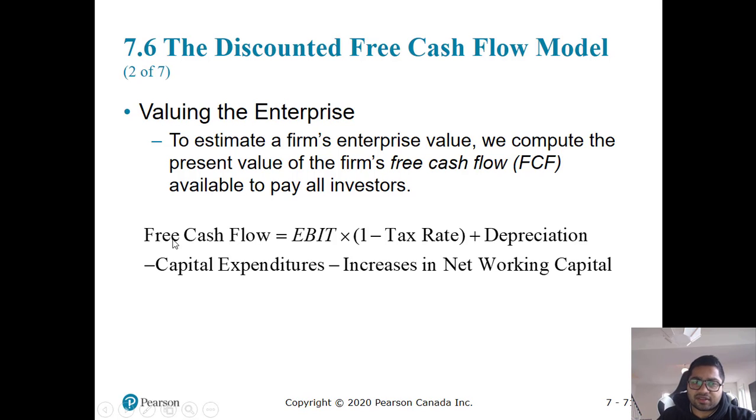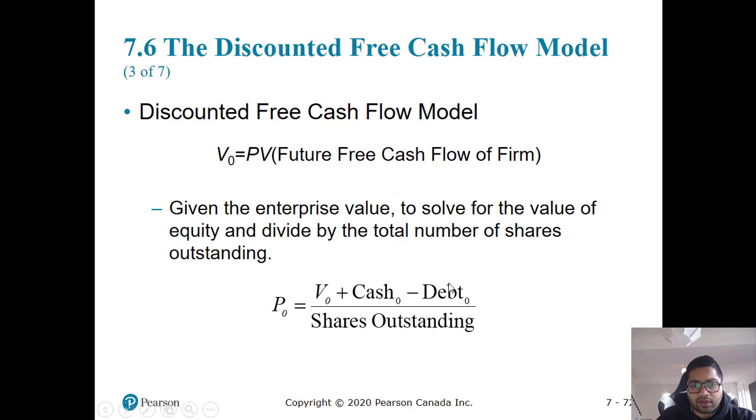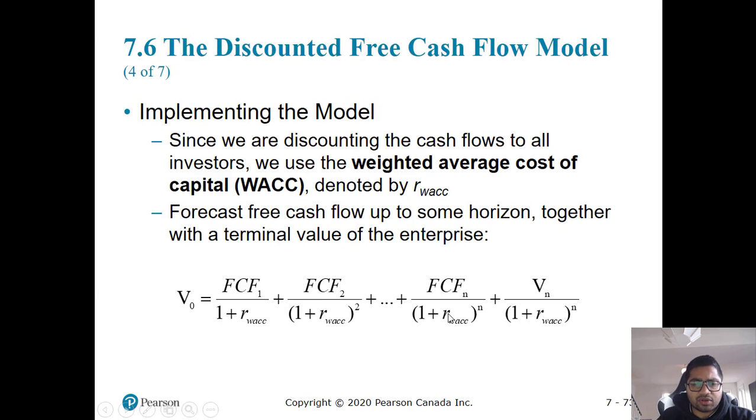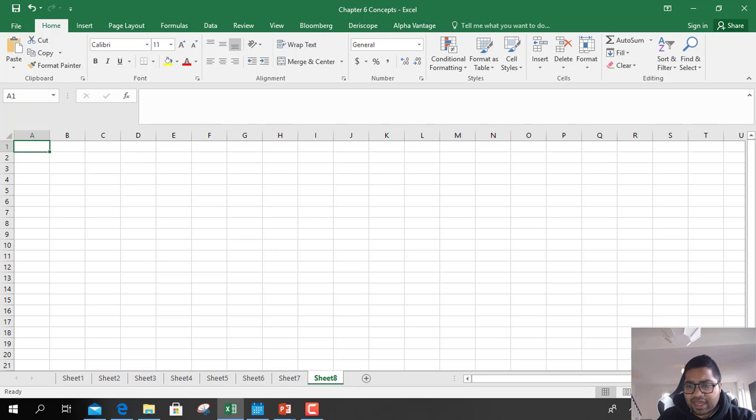investors. So free cash flow for the firm is EBIT times (1 minus tax rate) plus depreciation minus capital expenditure minus increase in working capital. And then V0, we calculate the present value of future cash flows, and then we compute per share value by adding cash and subtracting debt and dividing it by the number of shares. So it's a 3-step process to calculate.